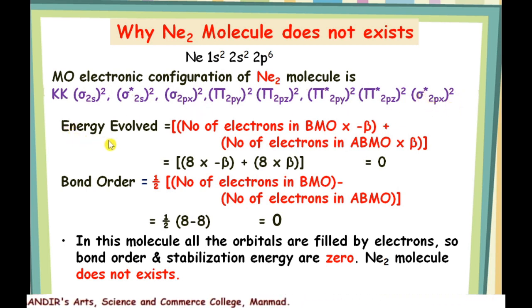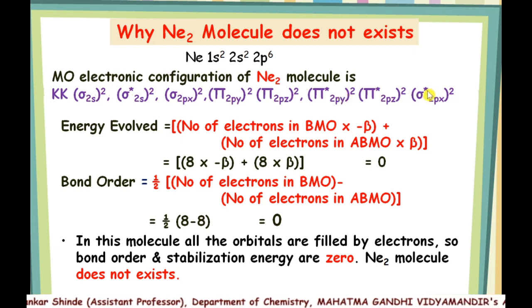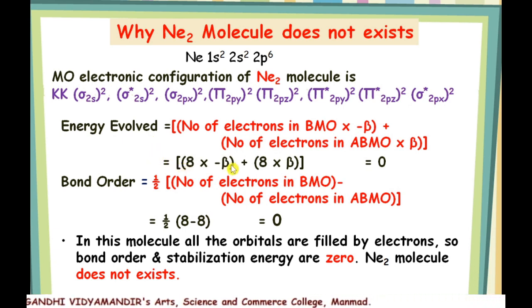So while calculating energy evolved, we are going to use this formula: the number of electrons in BMO into minus beta plus the number of electrons in ABMO into plus beta. Number of electrons in BMO is equal to 8, while number of electrons in ABMO is equal to 2 plus 6, that is also 8. So energy evolved can be calculated as 8 into minus beta plus 8 into plus beta. Minus 8 beta plus 8 beta becomes 0.